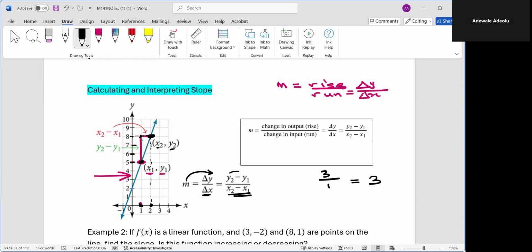Now, formally, we say m is change in y over change in x, which is the same thing as y2 minus y1, just like what I did here, 8 minus 5. I hope that makes sense, guys. So that is y2 minus y1 over x2 minus x1. This is your guide. This is the formula for calculating slope. So m equals y2 minus y1 over x2 minus x1. That is the formula for computing the slope of a straight line.